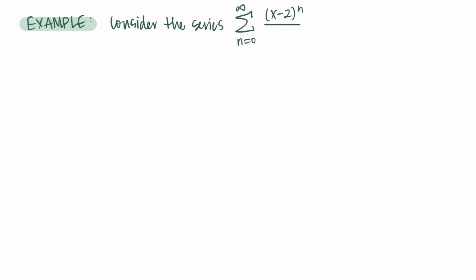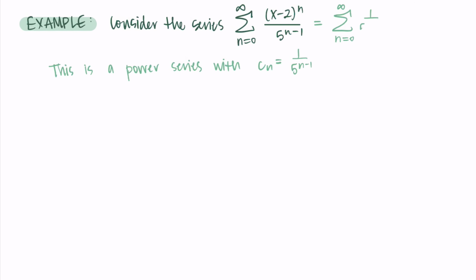So let's look at this series from n equals 0 to infinity of (x minus 2)^n over 5^(n minus 1). Now if it helps, you could factor out that 1 over 5^(n minus 1), so you really see that this is a power series. That 1 over 5^(n minus 1) is the coefficient, and then the (x minus 2)^n is the x to the n portion. So it's x minus a, where a is 2, to the n.